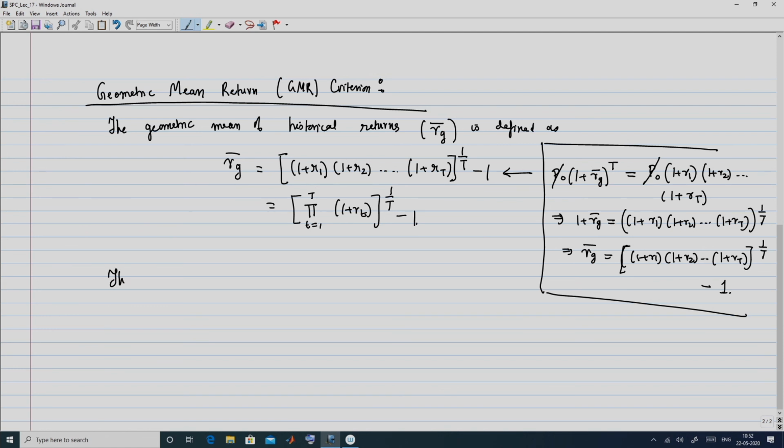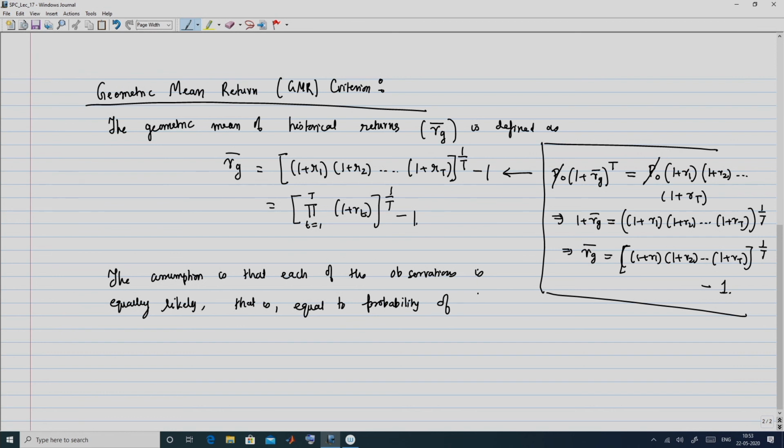Okay, in this setup the assumption is that each of the observations is equally likely, that is, equal to probability of 1 over T.